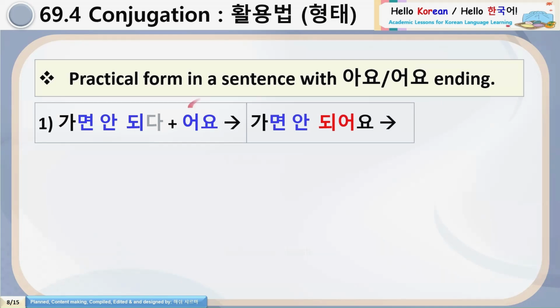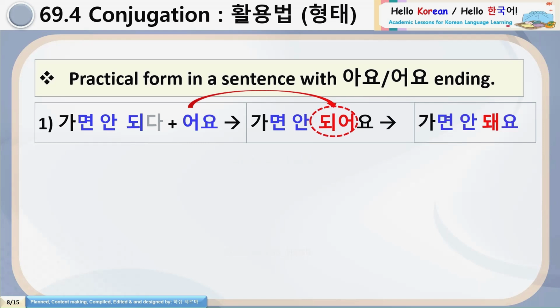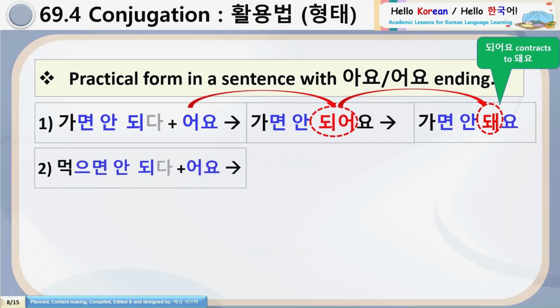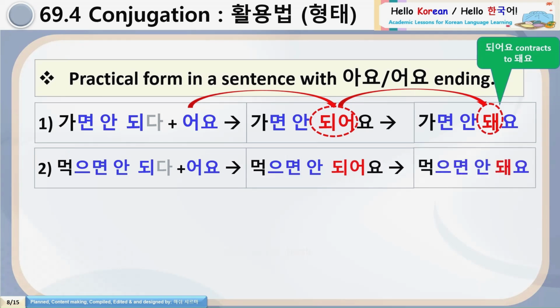And this 되어요, this dweo will be contracted to 돼. Like this. So 가면 안 되다 with the ayo eoyo ending will be 가면 안 돼요. Clear, 여러분? Come to number two. 먹으면 안 되다 plus yo. Then it will be 먹으면 안 되어요. And in the same way, it will be contracted to 먹으면 안 돼요. Now we hope you can make simple sentences with the ayo eoyo ending.